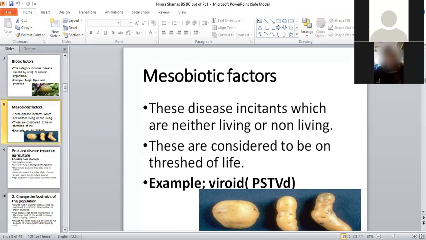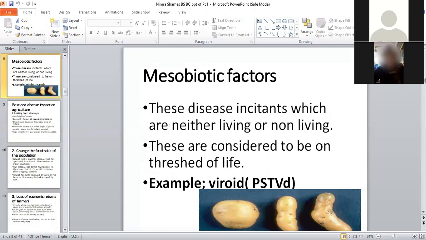Next slide. Mesobiotic. Mesobiotic factors are disease agents which are neither living nor non-living. These are in between living and non-living. They are considered to be on the threshold of life. They are not living, not non-living, but in between.